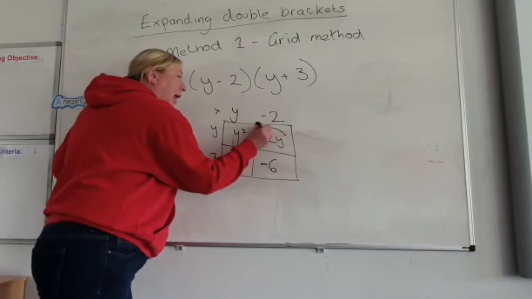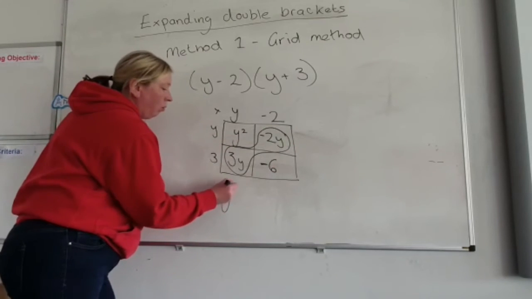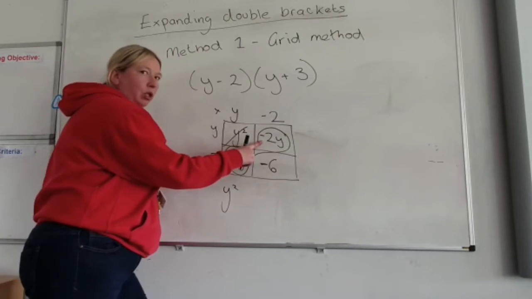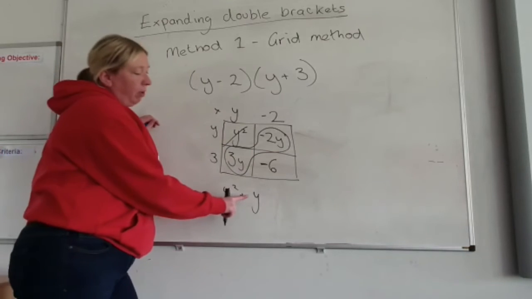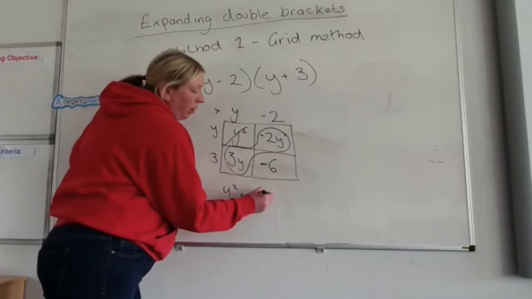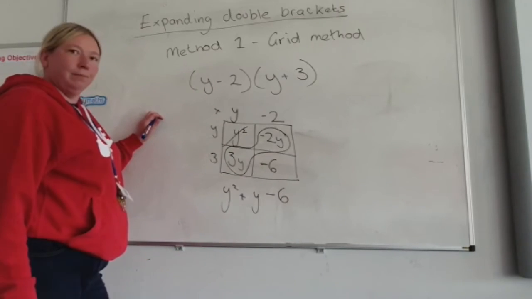We once again collect like terms. So we've got 1y squared, we've got 3y's, take away 2y's, which will leave me with just 1y. Now remember, you do not need to put the 1 in front of that y. And then the number at the end is negative 6.